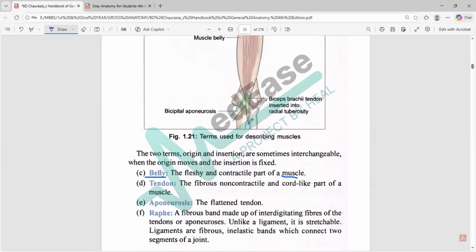The tendons are the fibrous, cord-like structures present on either side of the muscles, which are responsible for the attachment of the muscles. Then when we talk about the aponeurosis, what is aponeurosis? The aponeurosis, just like the tendon, is a flattened tendon. It is also a tendon, but instead of being cord-like, it is spread out like a sheet.